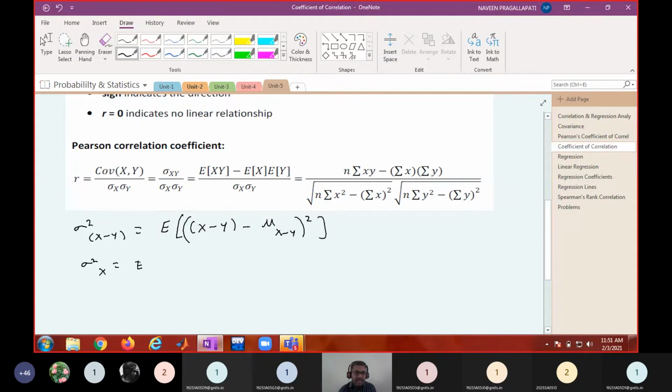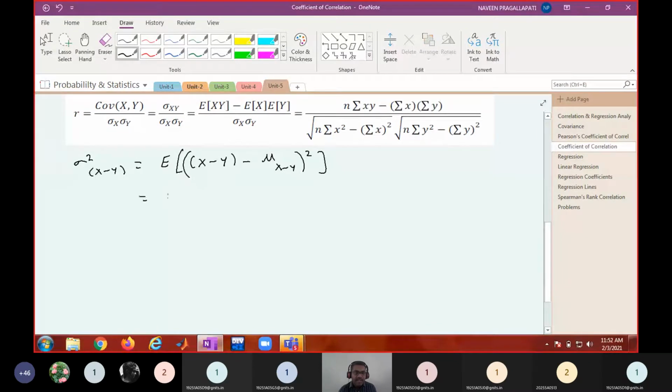Expectation of x minus mu whole square is the variance of x. I replaced x with x minus y. Mu is the mean of the random variable x; here mu is the mean of the random variable x minus y. Please remember that mu of x minus y is a number. So this is nothing but expectation of x minus y minus mean. Mean is nothing but expectation of x minus y, right?